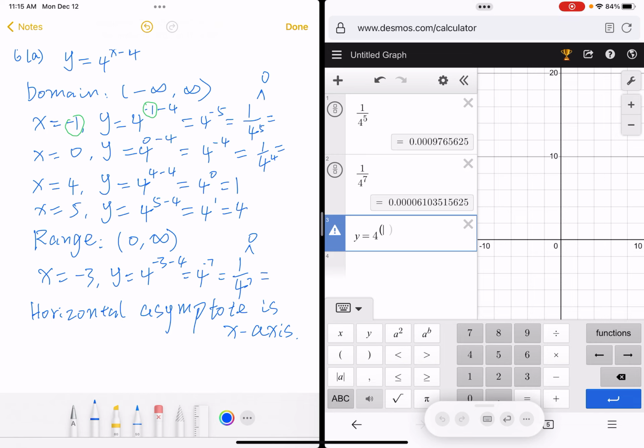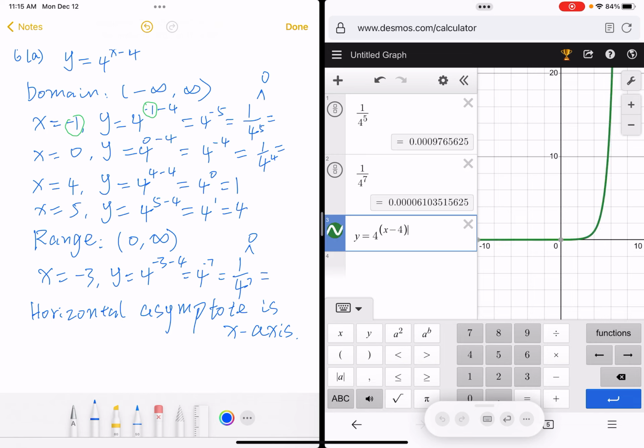Parentheses, and then x minus 4, close bracket. You will see the picture. This picture looks like what? It looks like it actually touched the x-axis, but it is not. This is because of the exponent.